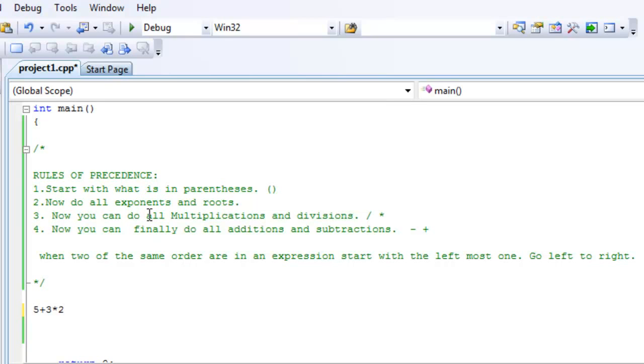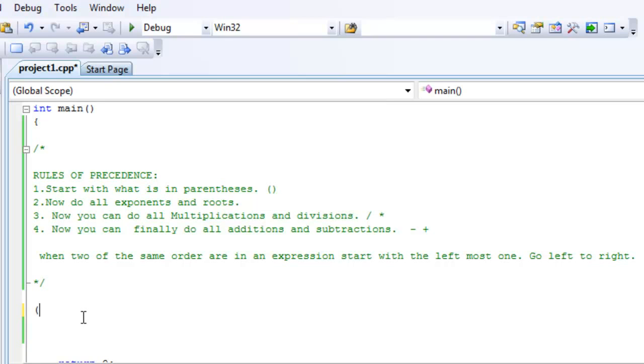Now you can do all the multiplications and divisions. We have one multiplication right here, so you can do that right away. 3 times 2, do it. 4. Now you can finally do all the additions and subtractions. 5 plus 6 equals 11. Now notice how we did not start with the addition, although it seemed that it was first. We started with the multiplication first because that's what the rule says.